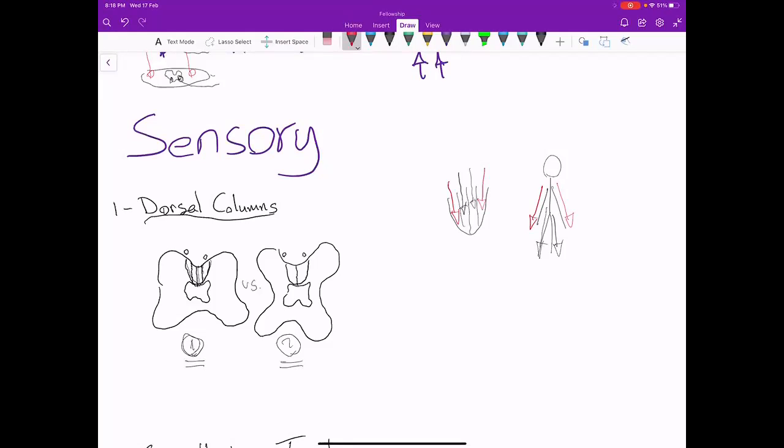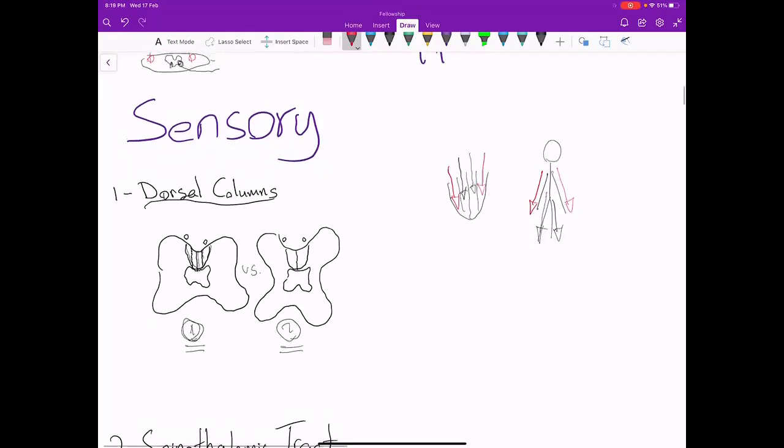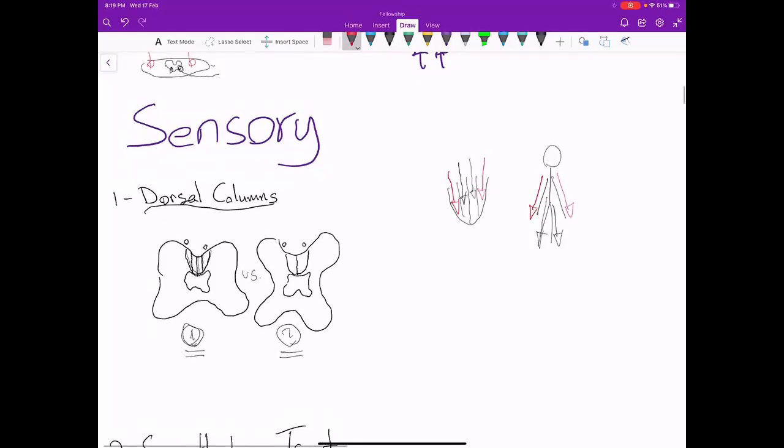The dorsal column is divided into the fasciculus gracilis and the cuneatus. The gracilis is the lower limbs and the cuneatus is the upper limbs. It's just like how your body is organized. Now, can someone tell me what the function of the dorsal column is? I've already mentioned it. The function of the dorsal column is all sensation, except pain and temperature. Excellent.